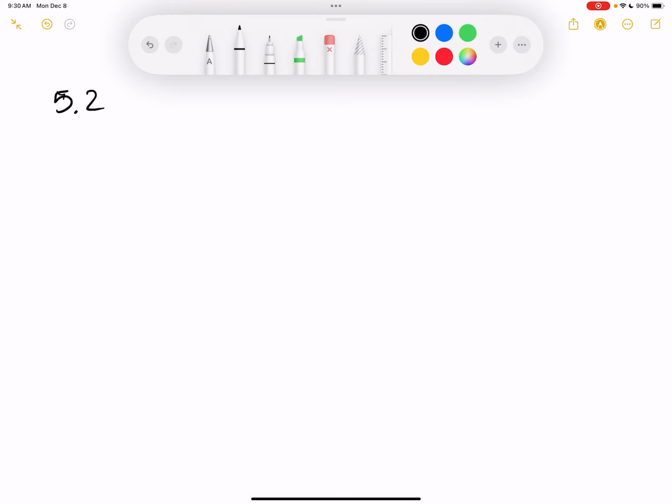All right, 5.2 mean value theorem. It's like sitting in 5.1. I'm like, we just did that.